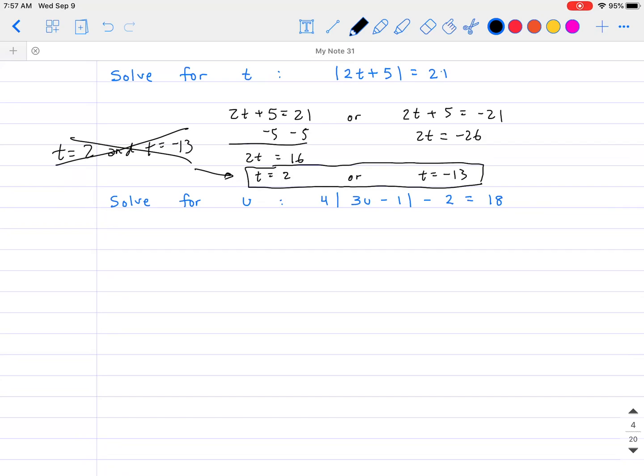Okay. Now, here's the last example with the absolute value. Let's say this time we have this messy thing. If you want to give it a try, go ahead and do so first. But if not, then I'm going to go ahead and try to solve for this. Pause the video if you like and try it on your own.